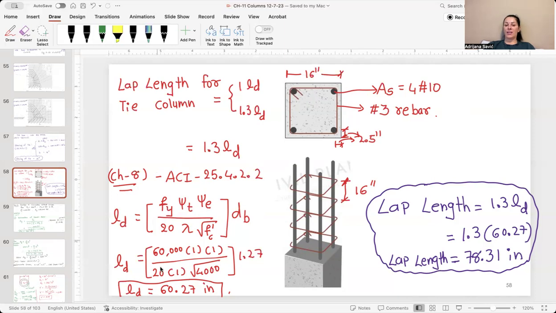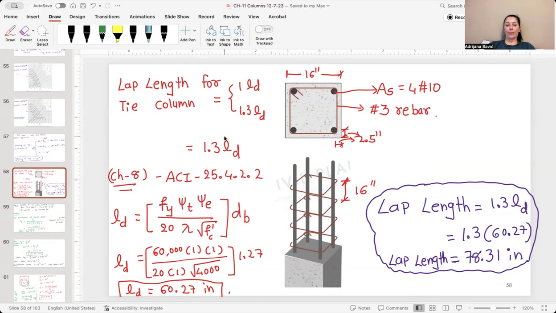In this case, we have 60,000. Ct is according to table 1, and Ce is for uncoated rebar 1.0. We have 20, lambda for normal concrete is 1, and we have square root of 4,000. Everything is multiplied with 1.27, which means Ld is 60.27. So that is the value of development length, and lap length is 1.3 times development length. So in this case it is 1.3 times 60.27, which is 78.31 inch. So that was the column subjected to axial load and bending moment.